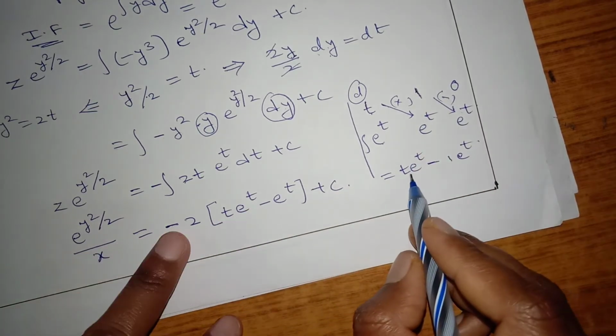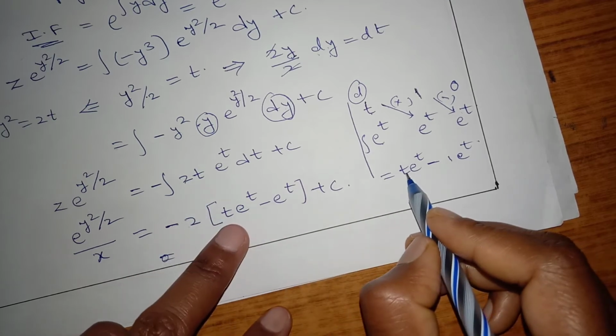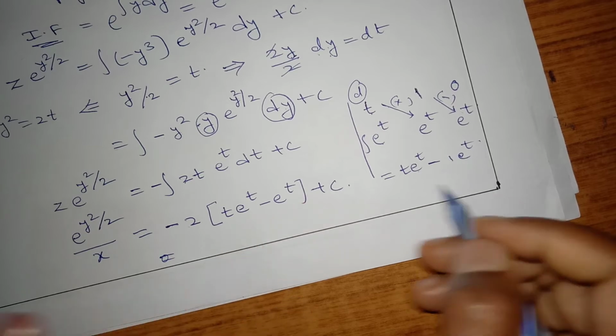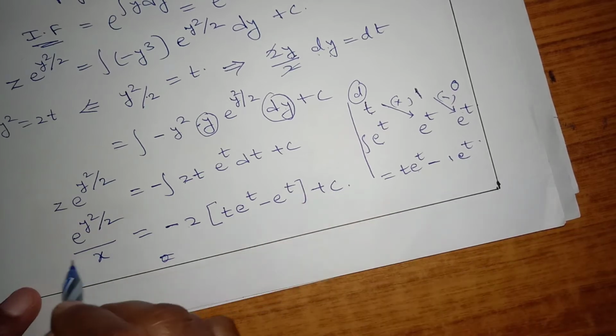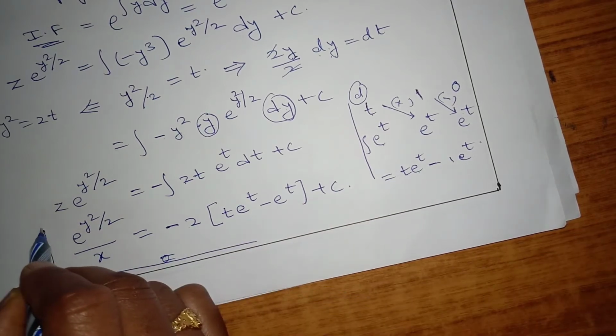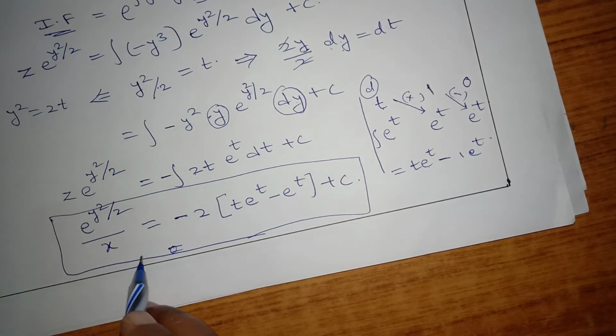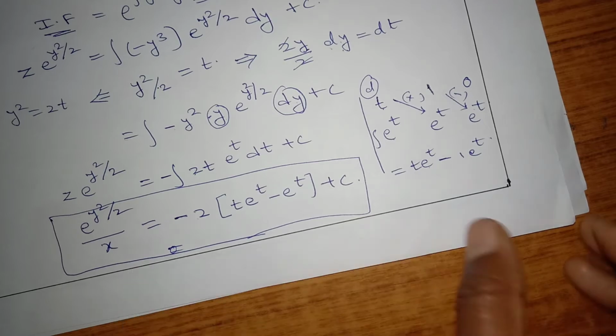See, look at this equation, minus 2 is common: t into e power t minus 1 into e power t plus c. This is the general solution for the given Bernoulli's equation. You can further simplify this for the required answer.